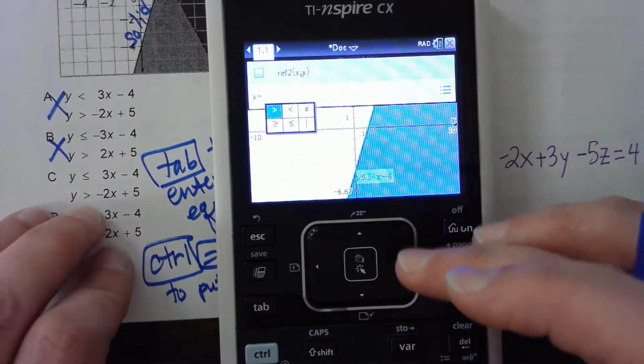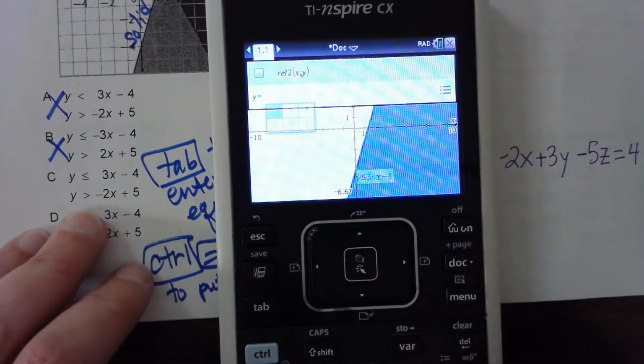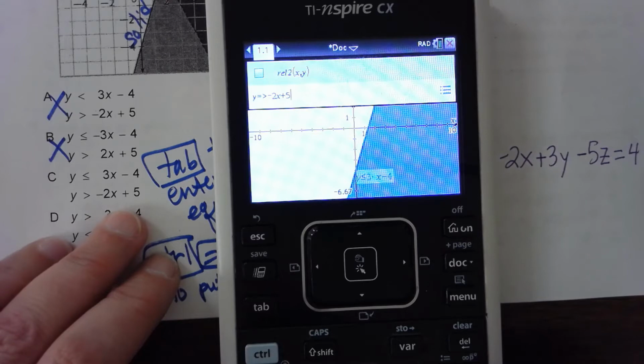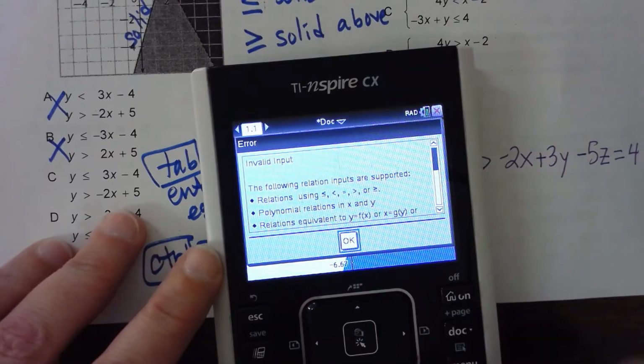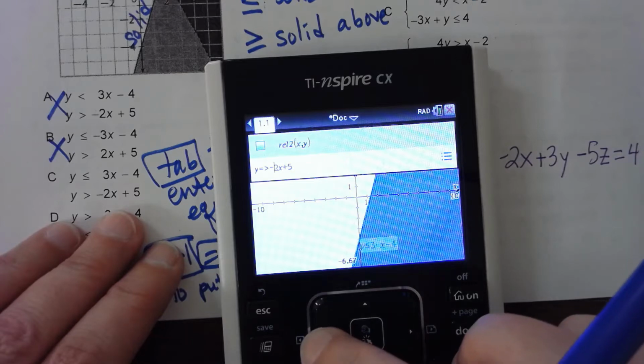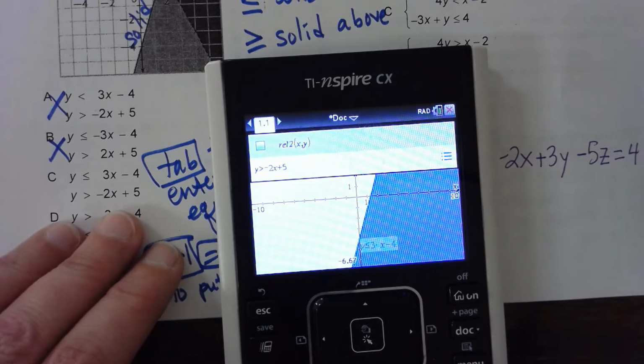Okay, so for part C, I want the greater without the equal, negative 2x plus 5. Oops, what did I do wrong? Oh, I have an equal sign and an inequality. That won't work. How about that? There we go.